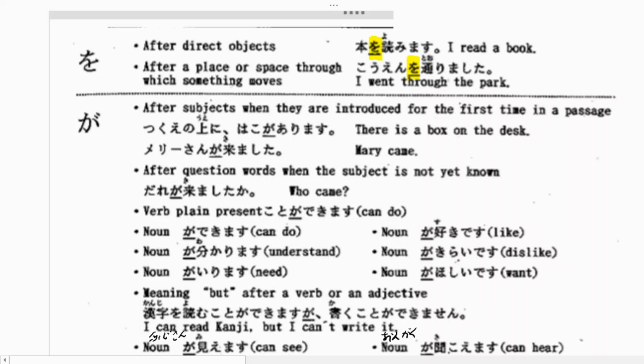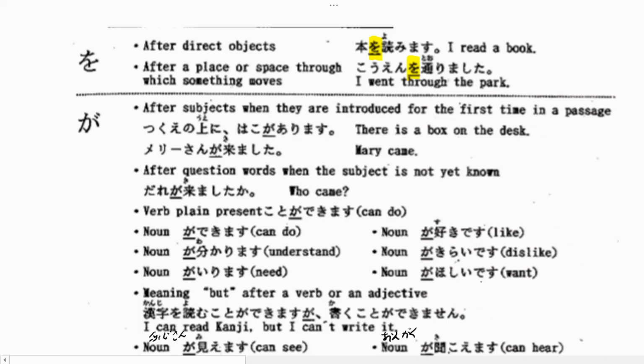If you want to say you like or dislike something, you could say sushi ga suki desu, or you could say ringo ga kirai desu. Suki means I like sushi, and kirai means I don't like ringo, which is apple, although I do actually like apples. Apples are great.